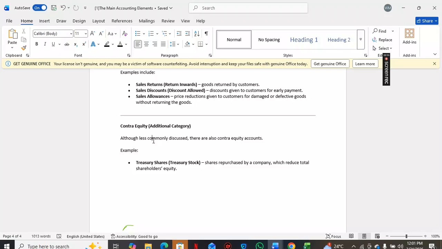With bigger businesses like a private limited company and a public limited company, there are no drawings. In a private limited company, to remove money from the business for personal use is going to be very tricky. Even in a public limited company, to remove money for personal use will be very tricky. So another contra equity account is treasury shares, where a company just buys back some of its shares from shareholders.